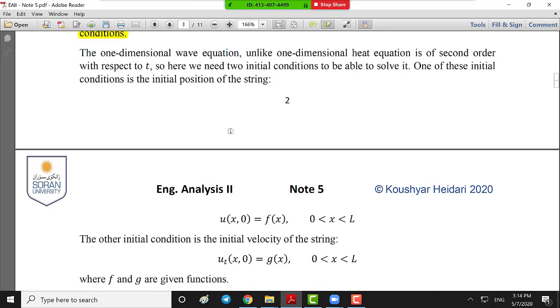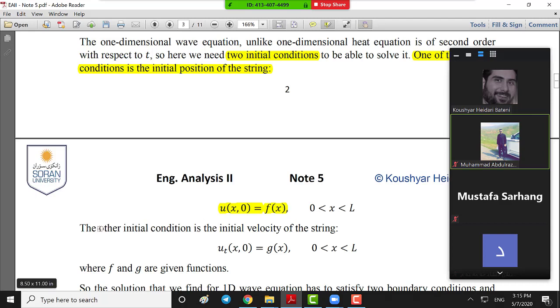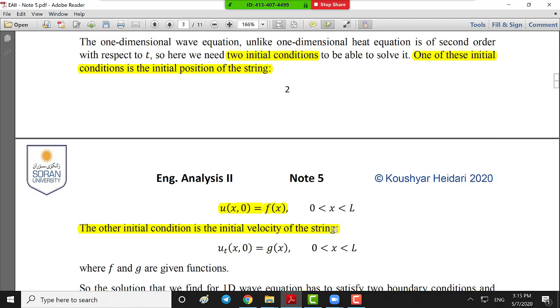Now, let us read this paragraph. The one-dimensional wave equation, unlike the one-dimensional heat equation, is of second order with respect to t. So here we need two initial conditions to be able to solve it. One of these initial conditions is the initial position of the string, which tells you u at x and 0 is equal to f of x, just like the 1D heat equations. And the other initial condition is the initial velocity of the string.